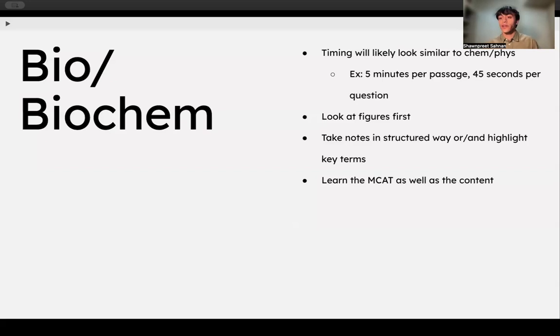Look at your figures first. Again, figures are so important. Scientists love them. There's a reason. Take notes in a structured way, or highlight your key terms. Again, these notes are going to be really important here. You're looking at pathways, and you're going to want to trace your logic down. However you take your notes, I really liked drawing out some pathways on the side, as well as my normal note taking. So again, it depends per person.